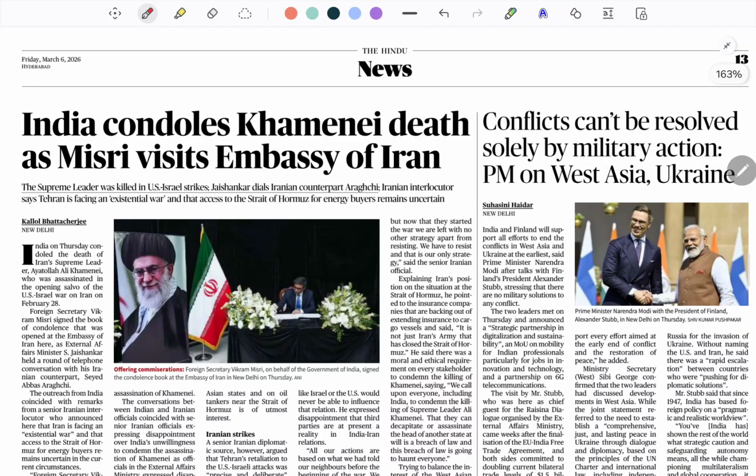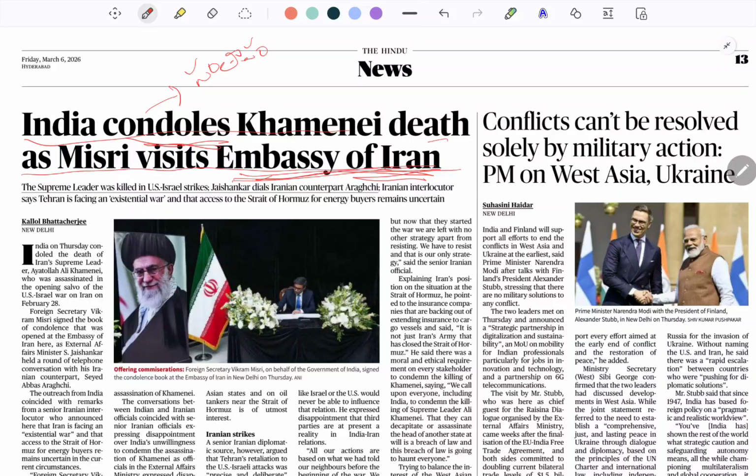Next, India condoles Khamenei's death as Misri visits the embassy of Iran. Condoles means expressing sympathy. Because the supreme leader of Iran was killed by US and Israeli forces, India has expressed condolences. This is very important because it shows which side of the war you are on. When we want to balance, we have to express our interest with both parties. That's what India has done.